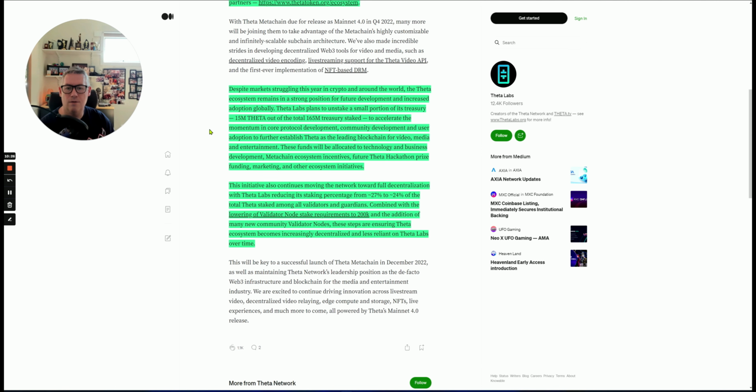This initiative also continues moving the Theta network toward full decentralization. Now, this is the key here, to full decentralization, with Theta Labs reducing its staking percentage from 27% to 24% of the total Theta staked among all validators and guardians. Combined with the lowering of the validator node staking requirements down to 200,000 and the addition of many new validator nodes, these steps are ensuring that the Theta ecosystem becomes increasingly decentralized and less reliant on Theta Labs over time. So they're literally giving their stuff away for other people to handle, so that if the worst thing happens and Theta Labs pulls a pin, or they blow their servers or something crazy, the ecosystem itself is safe over time.